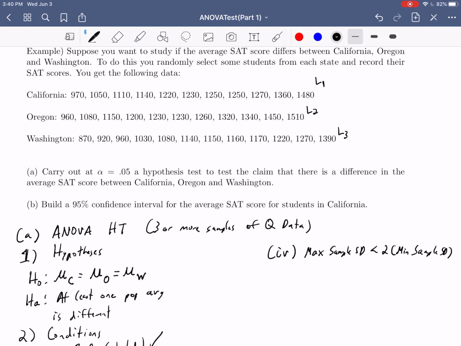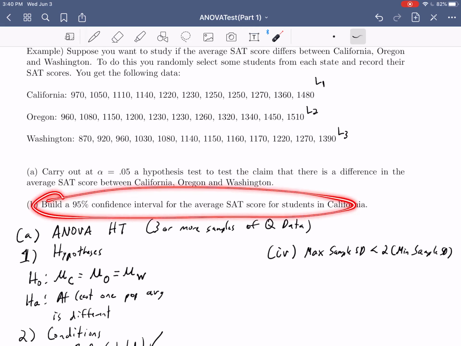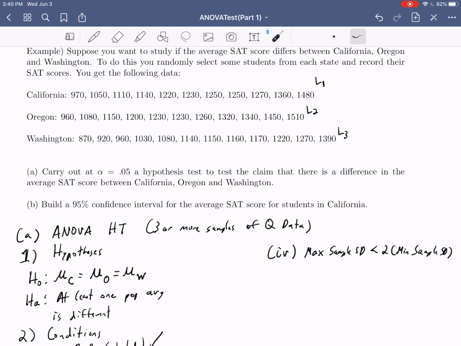Okay, now we're going to use our 1-Var Stats on each list separately. So for L1, technically for this step, you only need the standard deviations, but it does not hurt to record the averages and the sample sizes, because if we do need to build any confidence intervals, like we do in B, it's probably a good idea to have those.